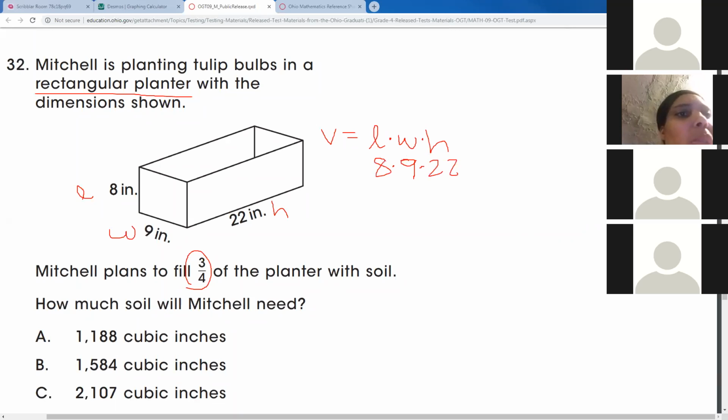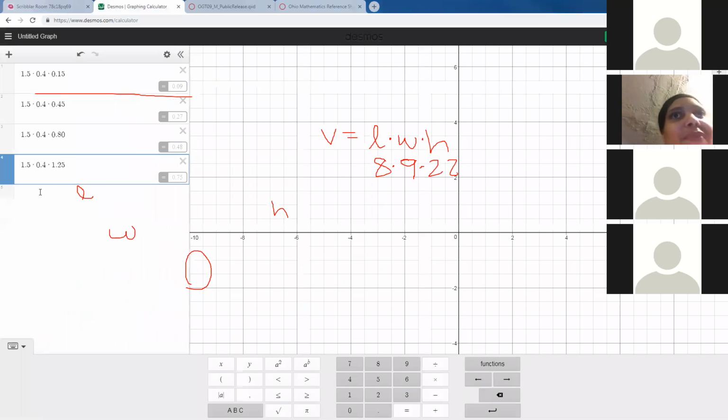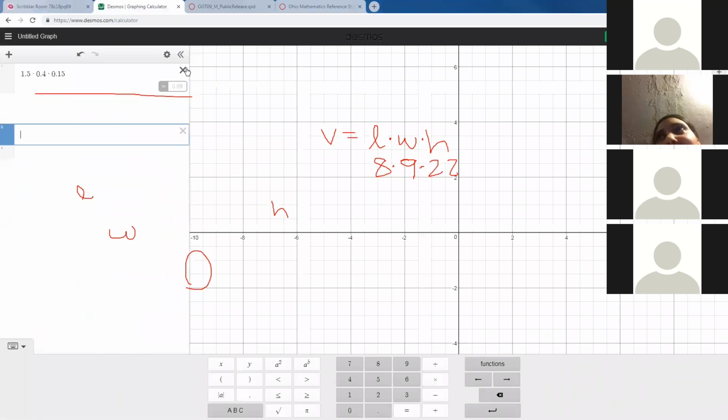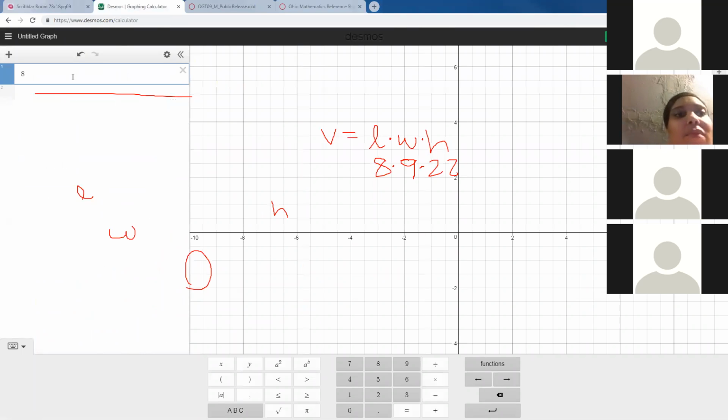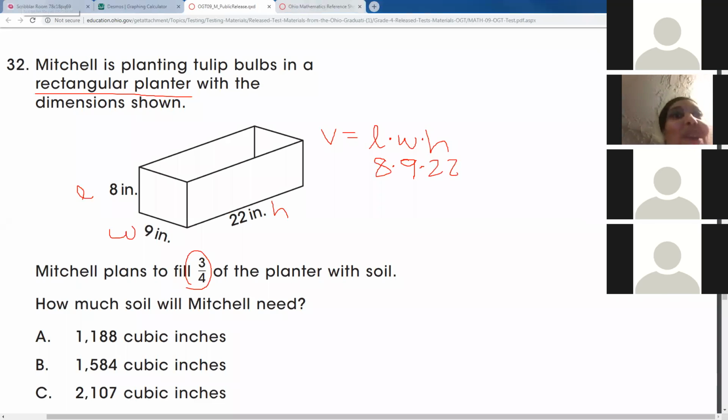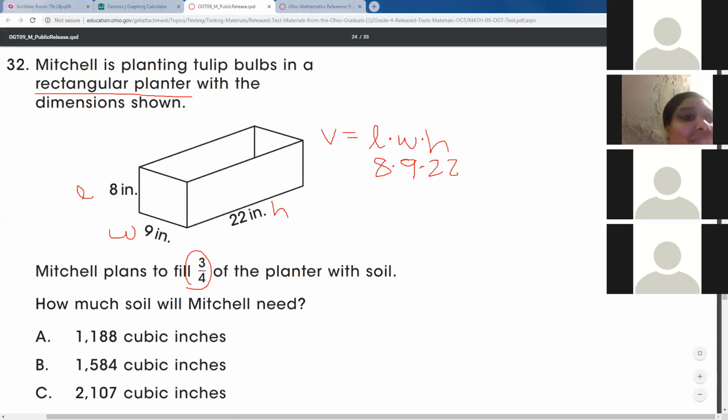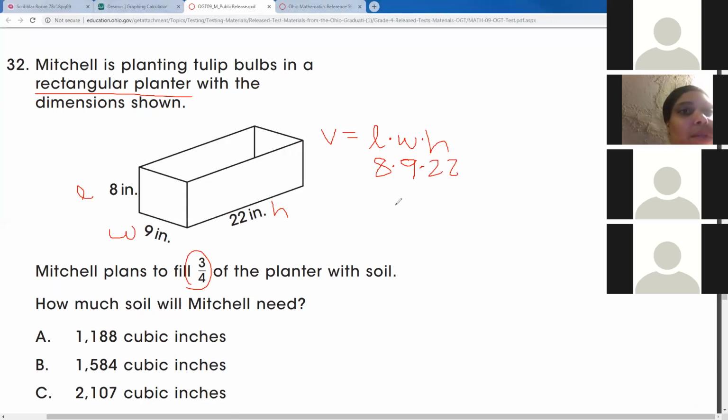So we go to our calculator. I'm going to close out some of this other stuff. Do 8 times 9 times 22, which is 1,584. Now, if you're not careful, you would think you know the answer right now, because it's there. It's so there. But this is 3/4, so it's less than that. Right now, there's only one answer choice less than that. The last one, which we can't see, is bigger. So we know it has to be A.